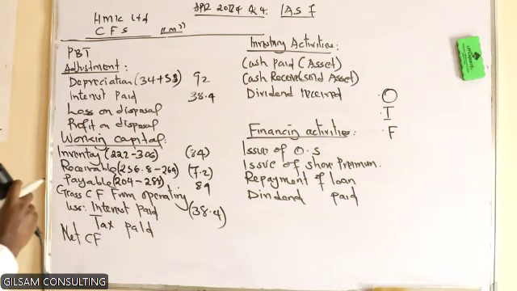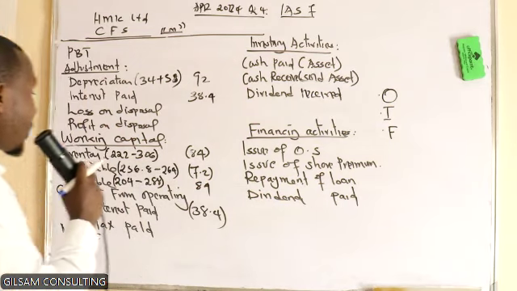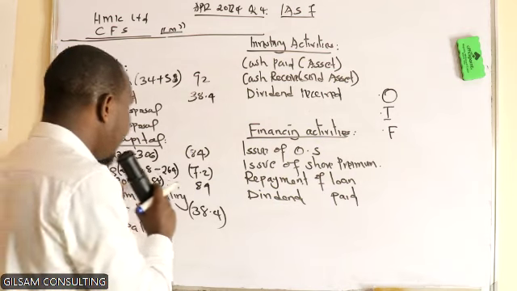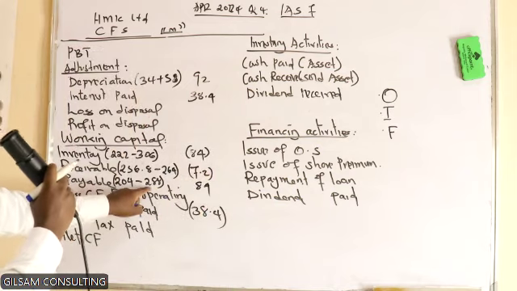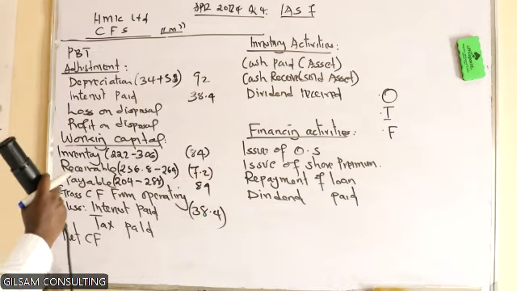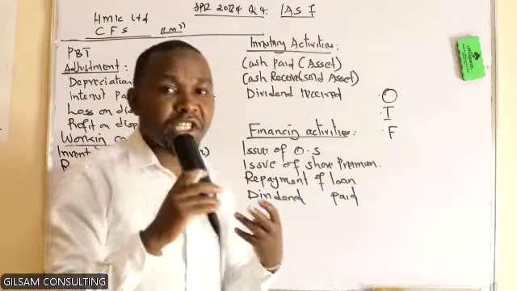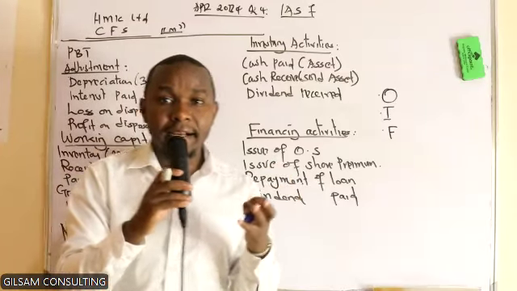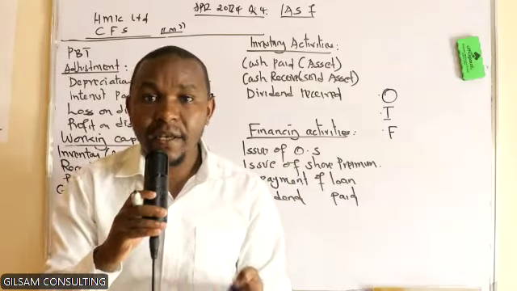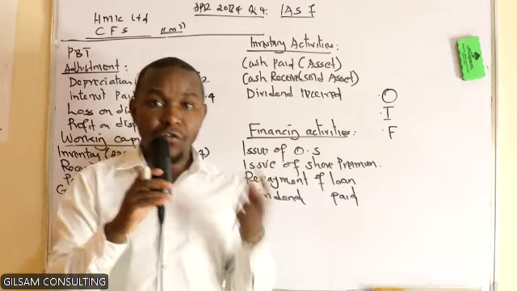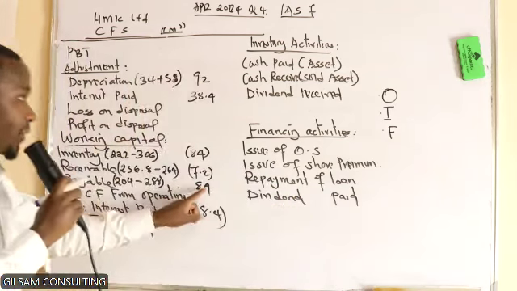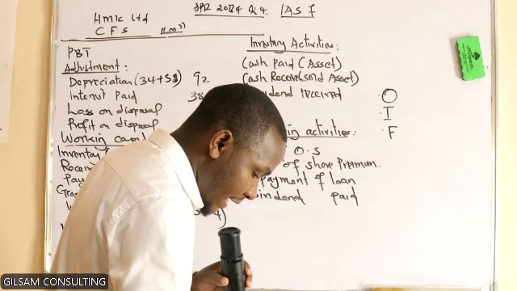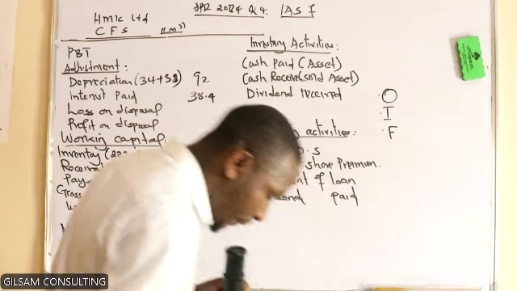We have the payables. For the last financial year 2022, my good learners, it is 204. The current financial year 2023 is 288. So from 204 to 288, which means our payables have gone up. We are holding the cash of our creditors. We are not paying our creditors, which will increase our cash flow by 84 million. And those are the direct adjustments which you can get without struggling.